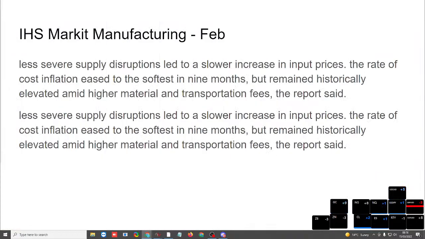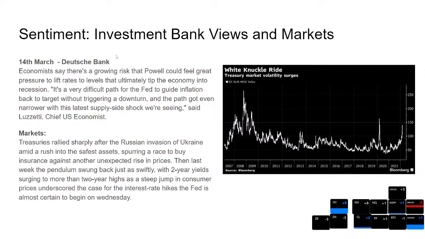So aside from the ISM report from the Institute for Supply Management, let's look at the sentiment of what investment banks and markets are considering as well. Deutsche Bank yesterday said economists see a growing risk that Powell could feel great pressure to lift rates to levels that ultimately tip the economy into a recession, adding it's a very difficult path for the Fed to guide inflation back to target without triggering a downturn, and the path got even narrower with this latest supply side shock. That was according to Deutsche Bank's chief US economist, Lazzetti.